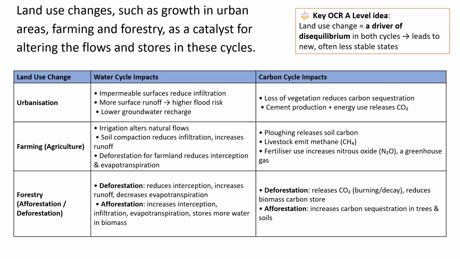And similarly for the carbon cycle, loss of vegetation. Producing that cement has impacts. Similarly for farming, it has impacts on both the water and the carbon cycle, taking it out of equilibrium. And again for forestry. So pause the video for a minute and have just a little look at those. When you come to forestry, you'll find it has both deforestation and afforestation. Afforestation is a bit of a management technique. It's good, but it does have its limitations. It takes a long time.